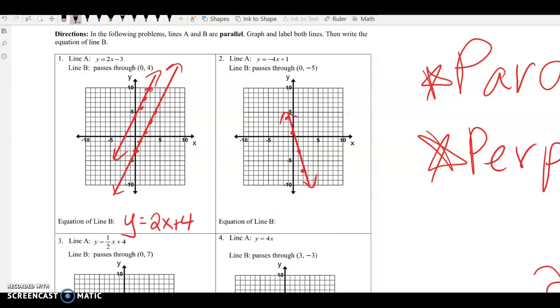Okay, line B passes through 0, -5, which is down here, and has the same slope. So I know that it has a negative slope. I'm going down 4, over 1, and the opposite of that is going up 4 to the left 1. And here is my slope. So what does this mean? Well, the equation of the line is y equals -4x minus 5. Again, my slopes in both of these equations are the exact same.